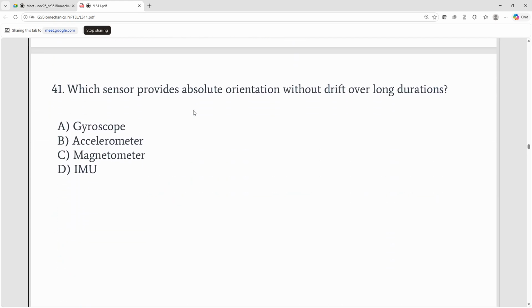Next question. Which sensor provides absolute orientation without drift over long durations? Options are option A, gyroscope, option B, accelerometer, option C, magnetometer, option D, IMU. Which sensor provides absolute orientation without drift over long durations? Option A, gyroscope, option B, accelerometer, option C, magnetometer, option D, IMU.